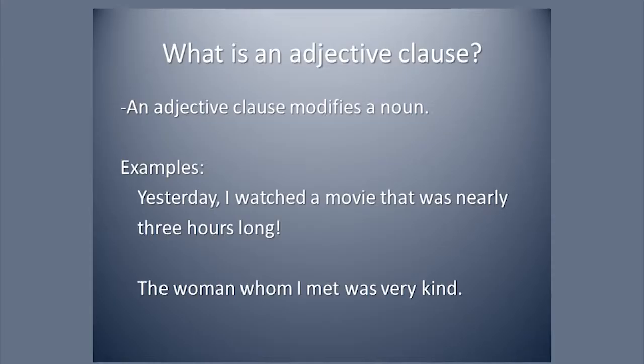Hello students! In this video, we will be reviewing adjective clauses and adverb clauses. At the end of the video, we'll do some practices.